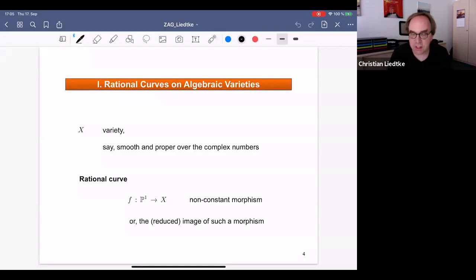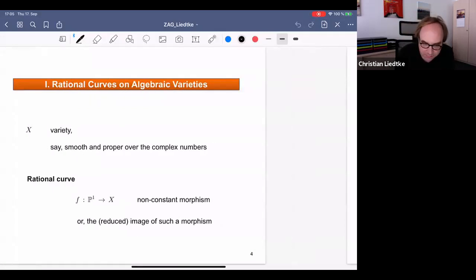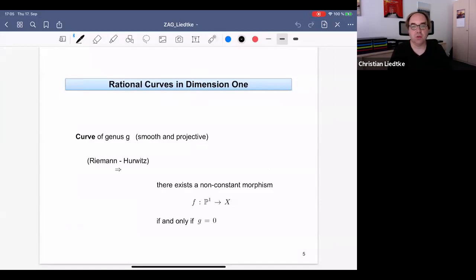And so to start with the obvious and easy cases, what is a rational curve in dimension 1? So you have a curve of genus g, and it follows essentially from Riemann-Hurwitz that if you have a non-constant morphism from P^1 to a curve, then it's automatically, because we're in dimension 1, surjective. And so this can happen if and only if the curve itself has genus 0. So in particular, over the complex numbers, it's P^1 itself. Okay, this is maybe not so interesting, but something maybe as a warm-up.